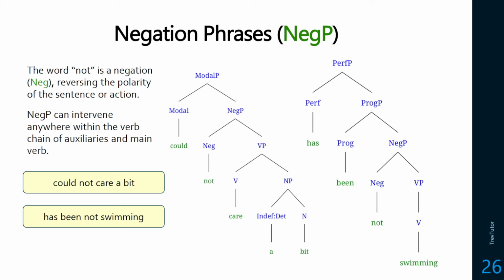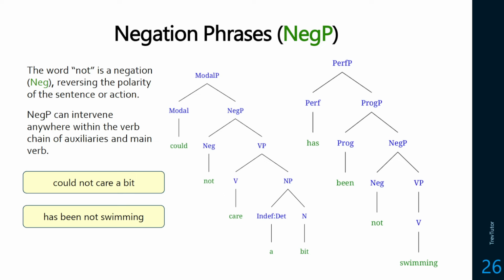So this can appear anywhere between the modal and the actual verb itself in the chain. In fact, you don't even need a modal in that case. I do not care could just be an auxiliary. So could not care a bit and has been not swimming. Has not been swimming would be more natural, but has been not swimming is understandable, so let's show it off.